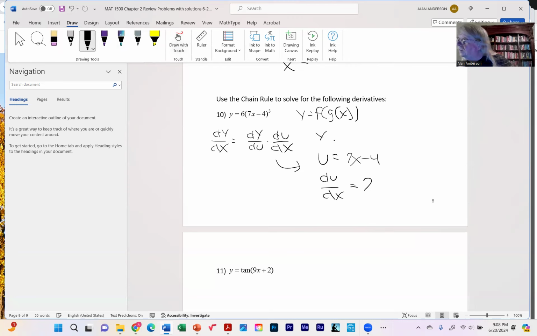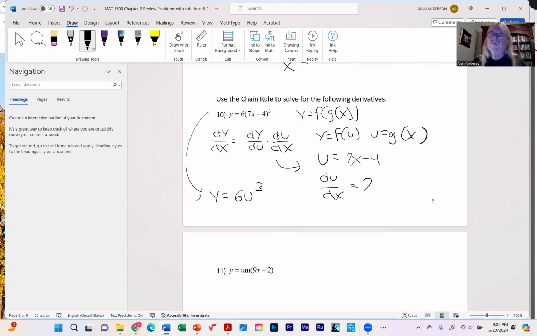Y is f of u, and u is g of x. That's better. Okay, so for this type of chain rule problem, y is a function of u, and then u is a function of x. Anyway, once we got that straight, we're going to let u stand for 7x minus 4. And by doing it that way, this function can be written as y equals 6u to the third power.